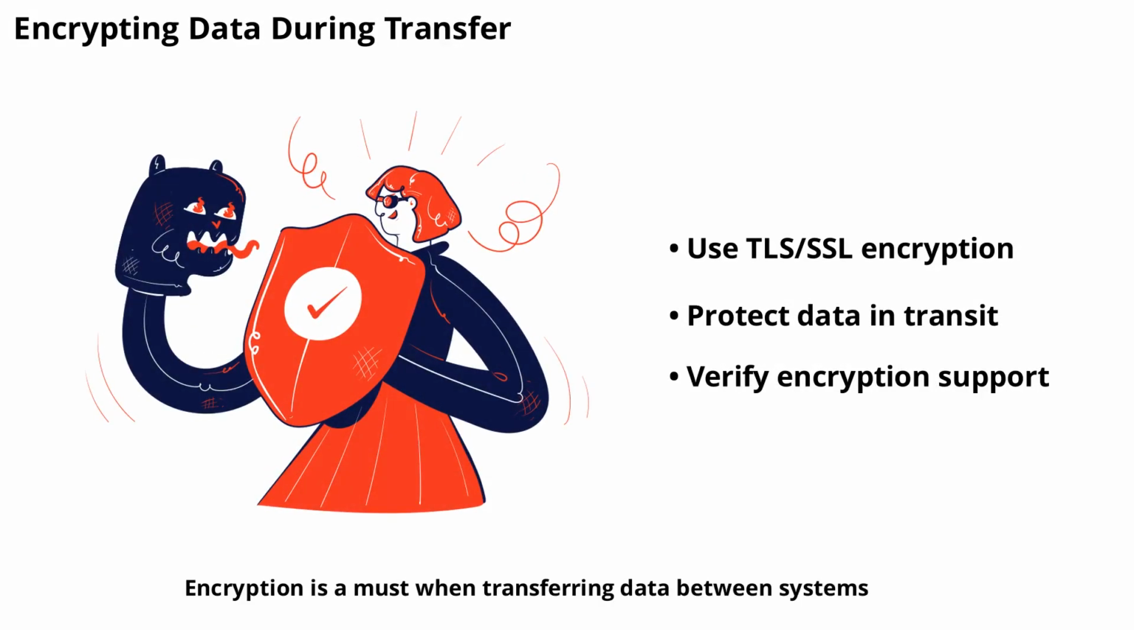Encryption is a must when transferring data between systems. Use strong encryption protocols such as TLS or SSL to protect data in transit. This ensures that even if data is intercepted, it cannot be read by unauthorized parties. Confirm that both the migration tool and the team chat software support encrypted transfers. Encryption adds a critical layer of security, safeguarding your data from potential threats during migration.